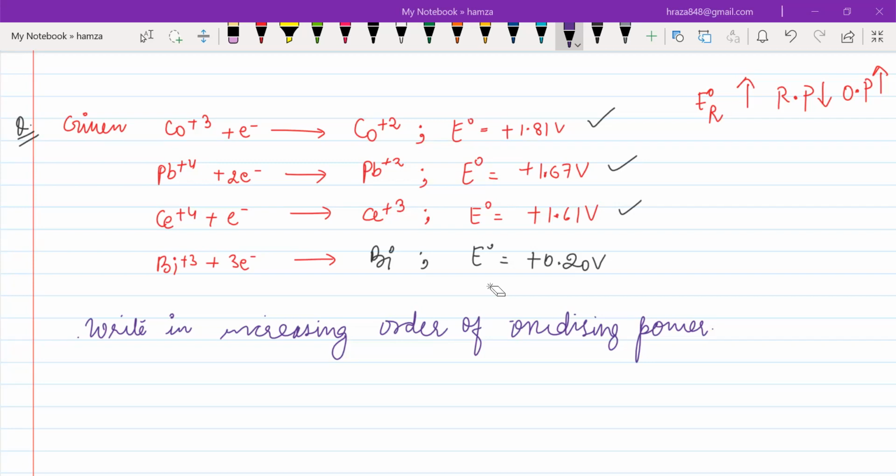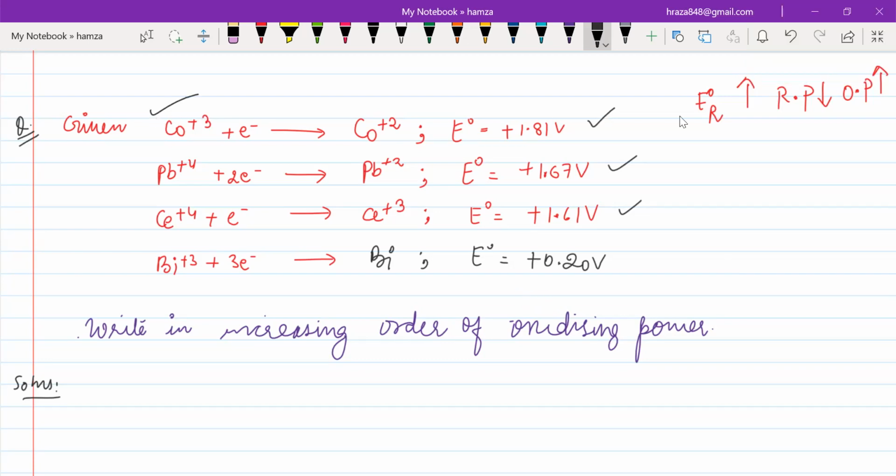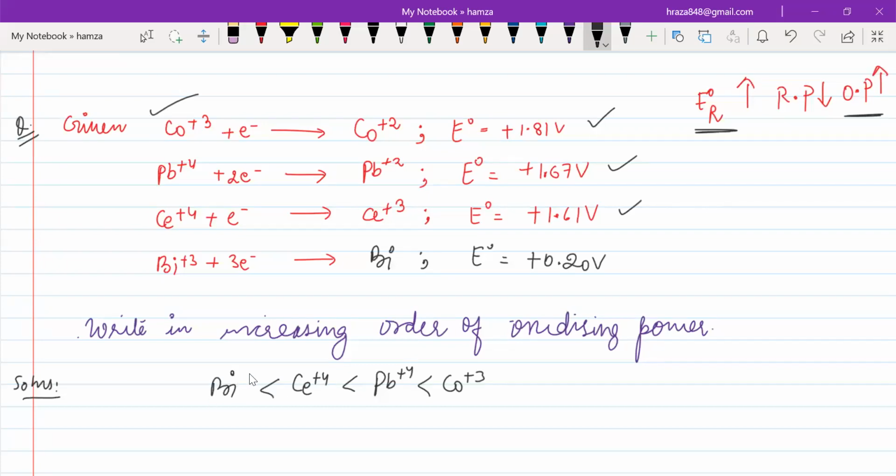Sir, so the order will be the same because you said that if E naught R value increases, oxidizing power increases. Yes, sir. So if I'm going to write it in increasing order, Co3+, and then Pb4+, and then Ce4+, and then Bi3+.